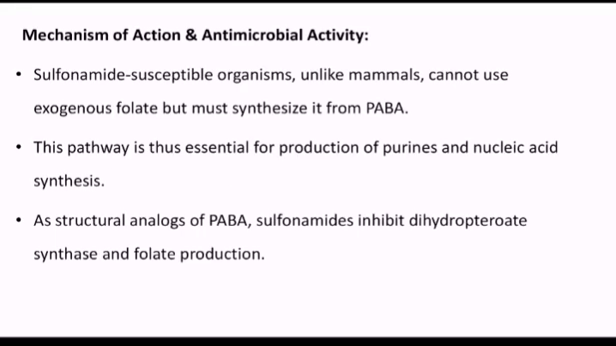When we talk about mechanism of action and antimicrobial activity, sulfonamide-susceptible organisms, unlike mammals, cannot use exogenous folate, but must synthesize it from para-aminobenzoic acid, which is called PABA. This pathway is thus essential for production of purines and nucleic acid synthesis. And because sulfonamides resemble PABA, they are structural analogs of PABA, and sulfonamides inhibit the dihydropteroate synthase enzyme and thus inhibit folate production.